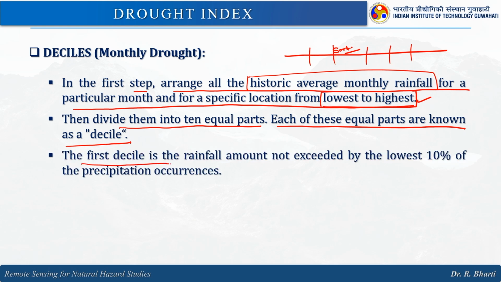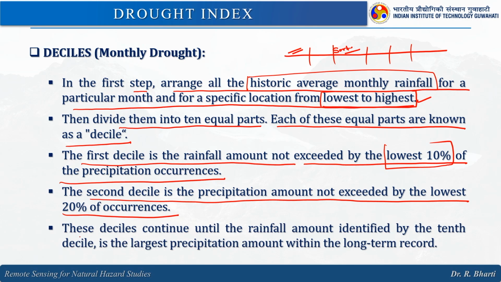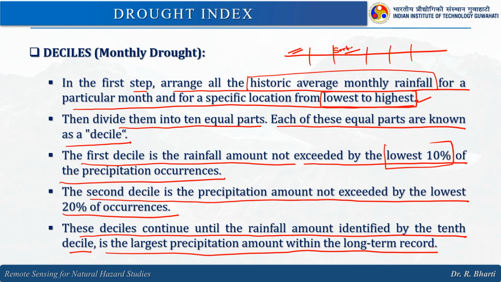The first decile is the rainfall amount not exceeded by the lowest 10% of the precipitation occurrence. The first part will be the lowest 10%. The second decile is the precipitation amount not exceeded by the lowest 20% of the occurrence. These deciles continue until the rainfall amount identified by the 10th decile is the largest precipitation amount within the long term record. Now, this will be the 100% and this is 90%, 90 to 100.